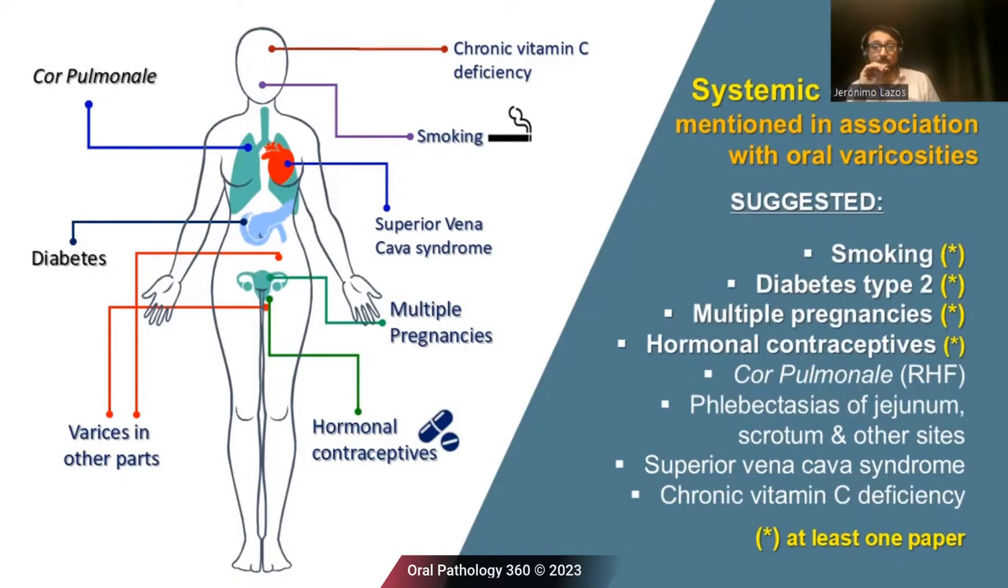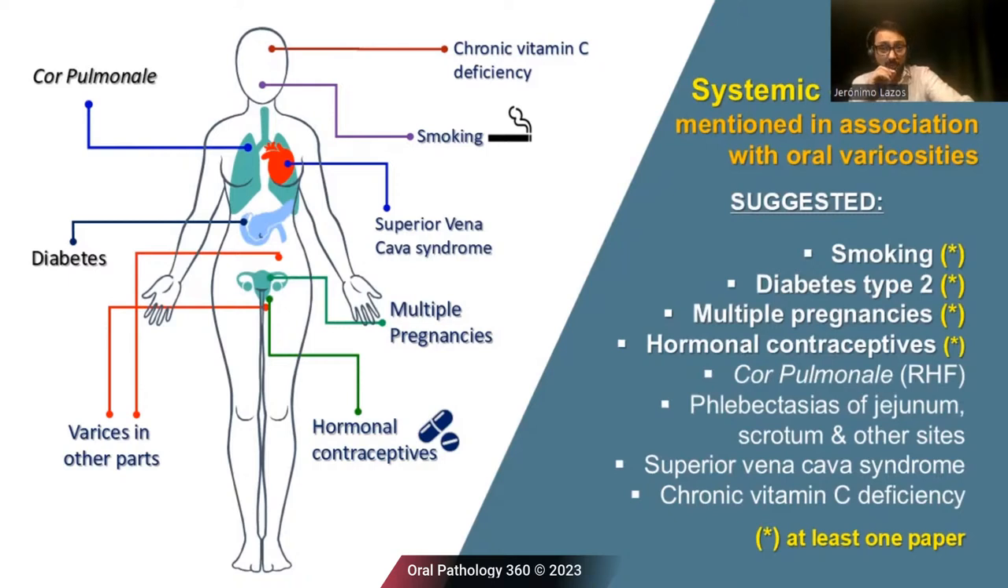Also, the use of hormonal contraceptives has at least one good epidemiological study backing its relationship with oral varicosities. There are some other, let's say more rare conditions that have also been mentioned, but most of them were referred by authors some more than 80, sometimes even 90 years ago, when maybe the scientific literature had more relaxed, let's say, peer review, so the studies lack the proper scientific method to be reliable.